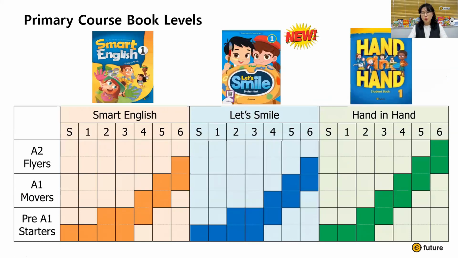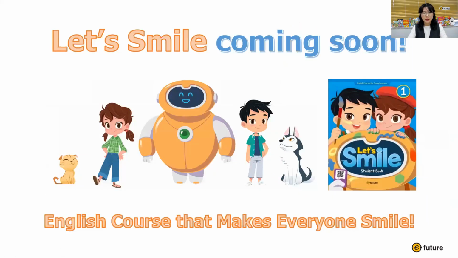This is the primary course book series, Smart English, Let's Smile, and Hand in Hand. And the levels starting from starters, movers, and flyers, pre-A1, A1, and A2. Okay, that's the level that we cover in our primary course book series. So Let's Smile coming soon, an English course that makes everyone smile. Okay. We are sort of getting very excited about this new series.